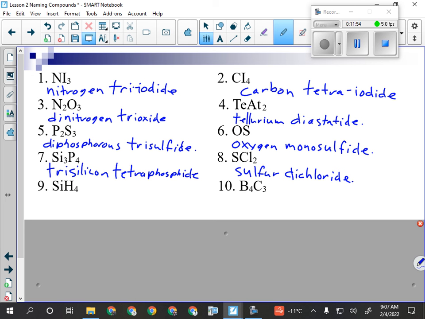Okay, and for number 9. For number 8, isn't there a carbon in between the sulfur and the iodine? It's not an iodine, it's Cl. Oh, it's chlorine. Yeah, it's an easy mistake.